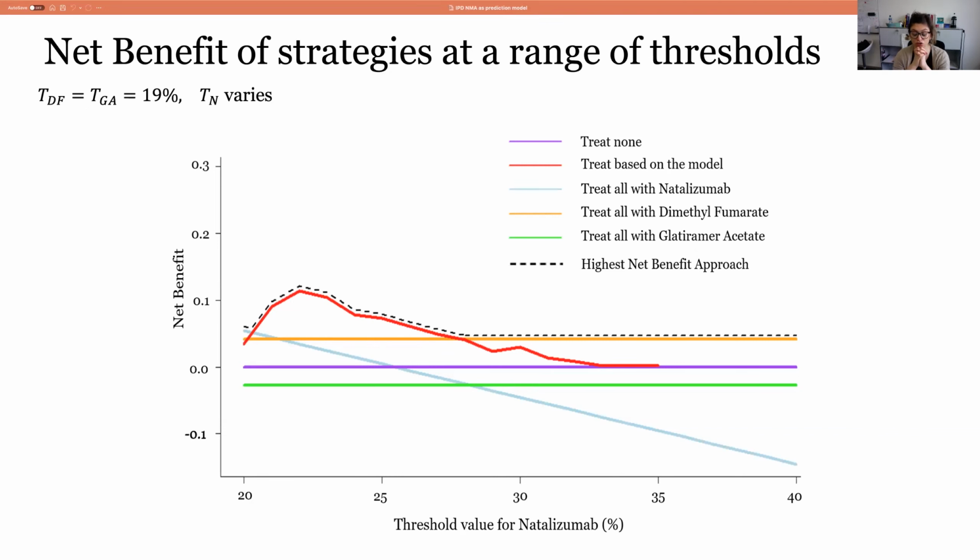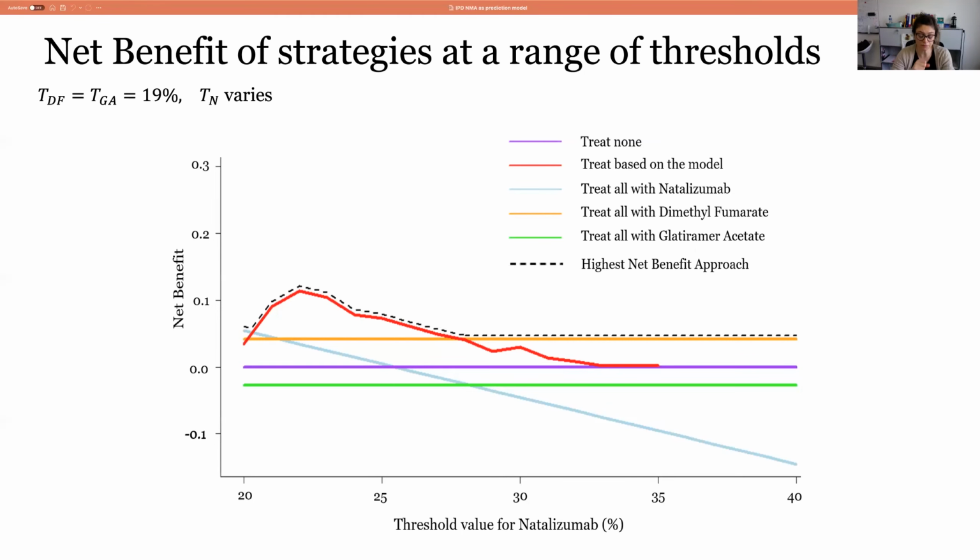So if we vary the threshold value for natalizumab between 20% and 40%, while we keep fixed at 19% the other 2 thresholds, you see how the net benefit changes for different threshold values, and up to a particular threshold value around 28%, 27%, the treatment based on the model is associated with the highest net benefit, but then we can treat everyone with dimethyl fumarate. How these things are interpreted is as follows.